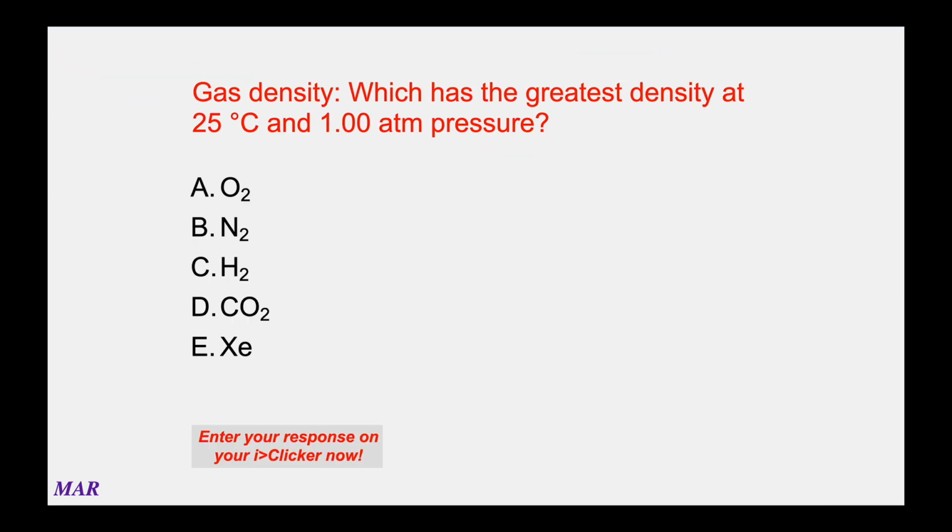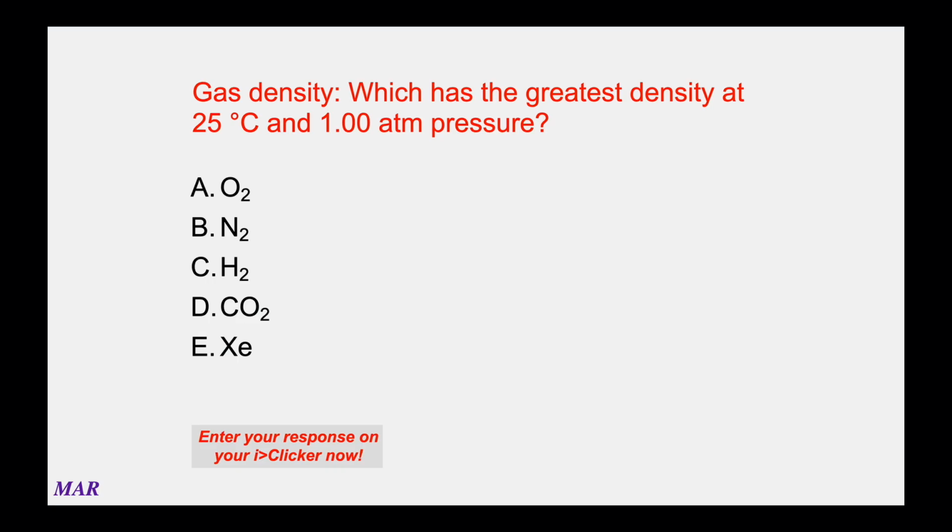Gas density: which has the greatest density at 25 degrees Celsius and 1 atmosphere of pressure? We're going to assume that these are all gases, and I'd like you to try and figure out which one has the greatest density at that set of conditions. This is a good place to pause the video. You can work on the problem, and when you're ready, you can unpause the video. We'll talk about the answer. Pause the video now.